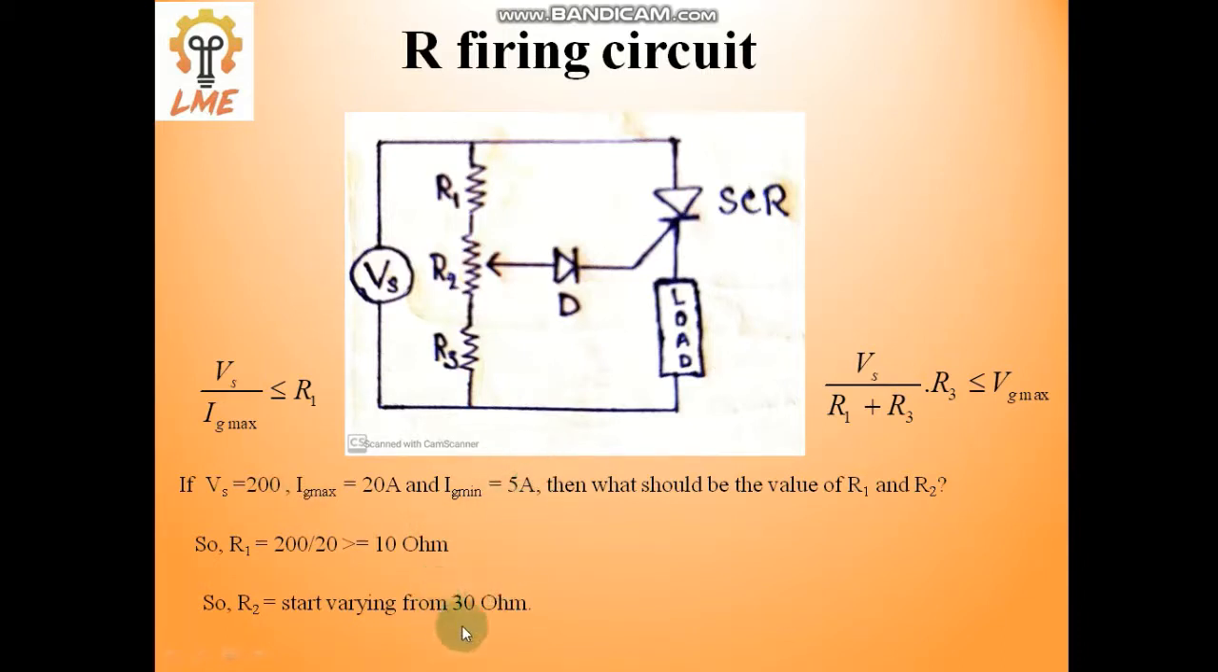If we start decreasing R2 from 30 ohm to 25, 24, 23, in this way we can increase the gate current. In this way we can trigger the SCR with the help of this R firing circuit. This is the most cost-effective trigger firing circuit for the SCR.